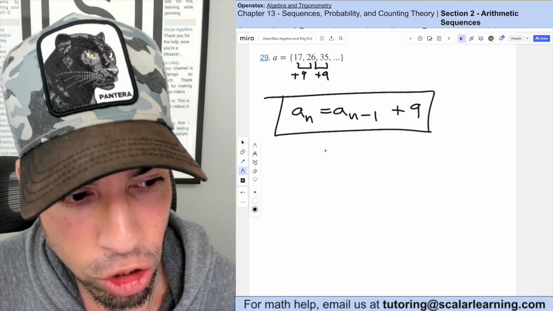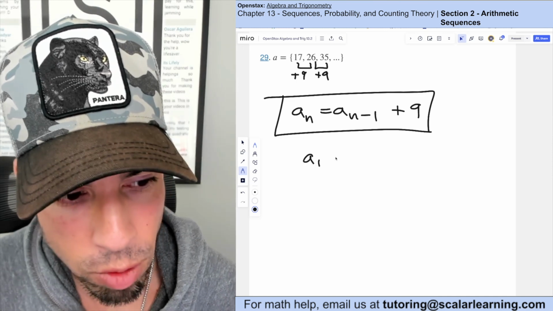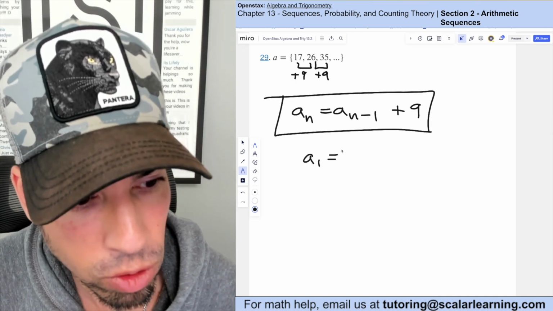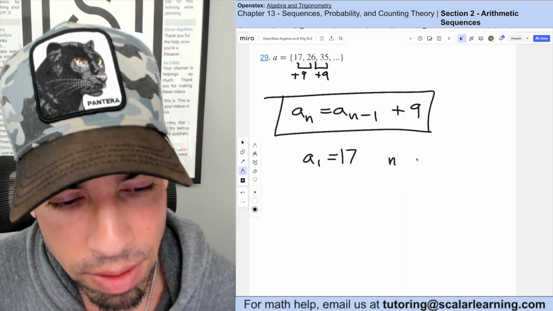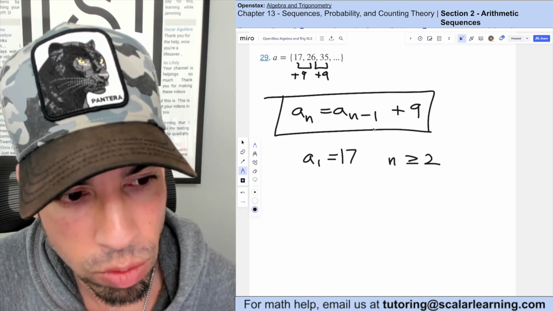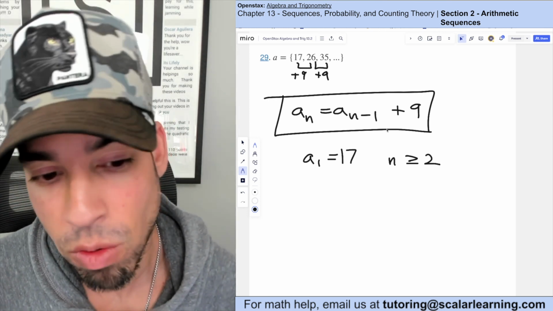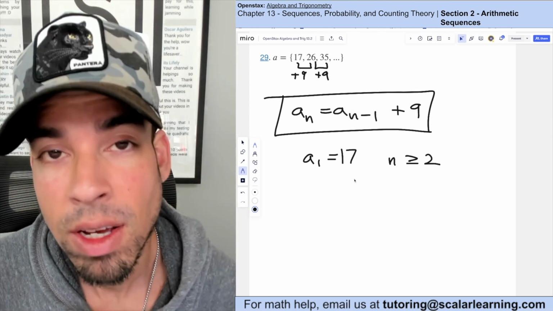Done. And by the way, we should put the preconditions that this recursive formula works assuming we set our first term to 17, and as we plug in n values, we're plugging in n values that are greater than or equal to 2, right? We don't want to plug in 1 and get a sub 0 or negative or things like that. So anyways, that's it.